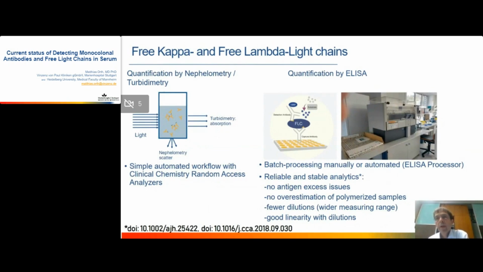If I want to quantify albumin, which is a rather simple, very well-defined protein, and I do this by turbidimetry, this is the perfect way to do it. There are very few issues which interfere with the detection of the protein. But detecting abnormal light chains by turbidimetry is a huge challenge. We are talking about abnormal proteins, and these abnormal proteins do everything which we don't like in protein chemistry.